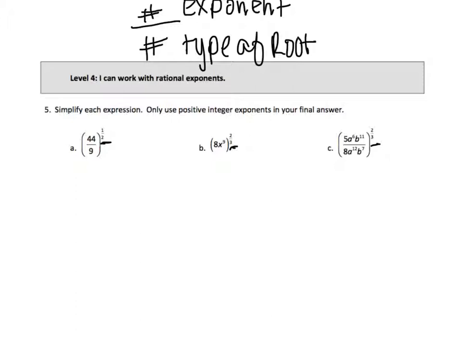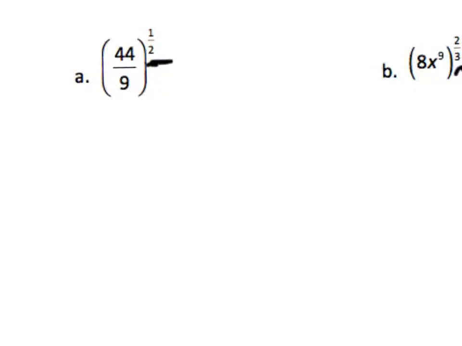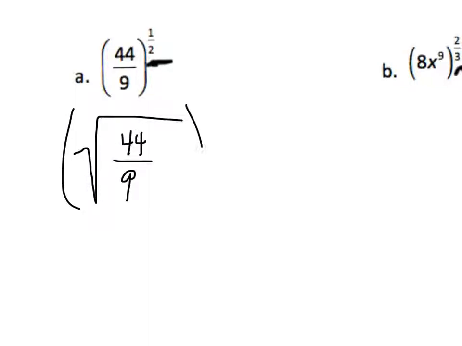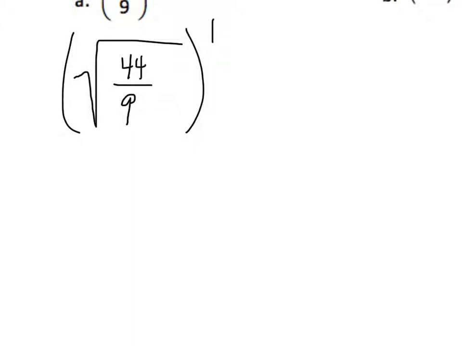The bottom number will tell you what type of root. So again, if you're looking at number 5a, our top number again tells us the exponent, the bottom number tells us the root. So it would look like this. I'm going to take the big square root of 44 over 9 to the first power. Now raising something to the first power doesn't exactly change it, okay, but I just wanted to write that so you can see where the 1 came from.